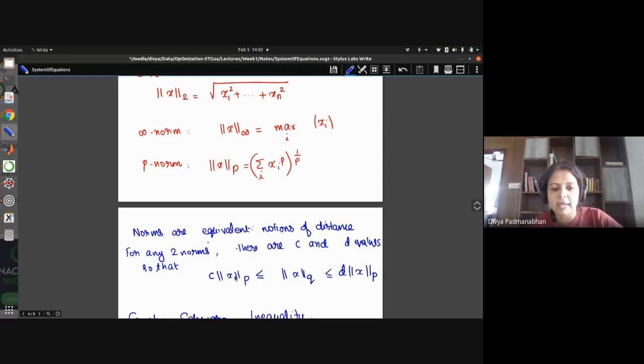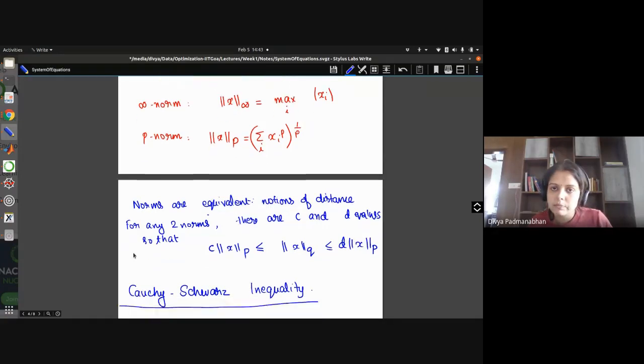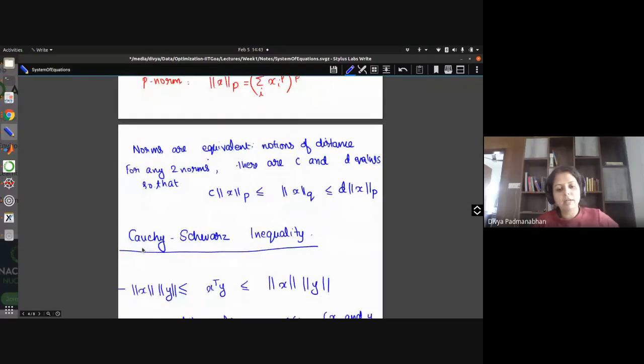Now, this is another point. This is about the Cauchy-Schwarz inequality. This will come again and again. If you have two vectors, x and y, yesterday we saw the inner product, right? So what are the values of the inner product?